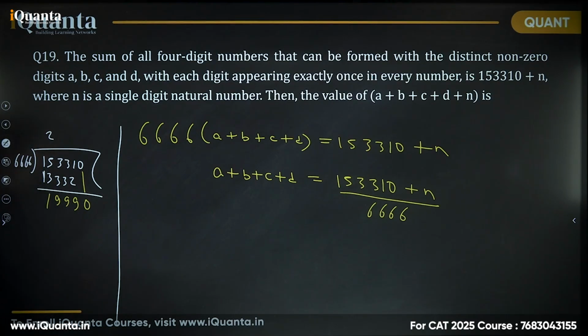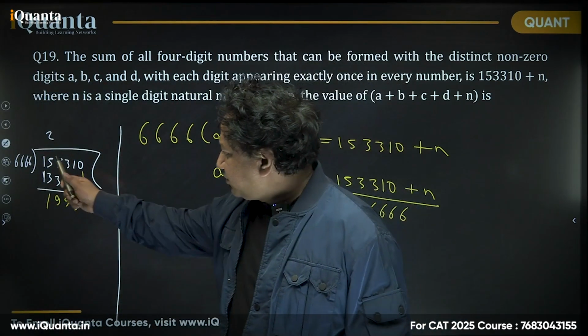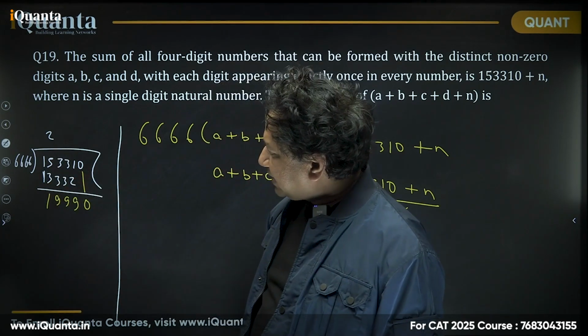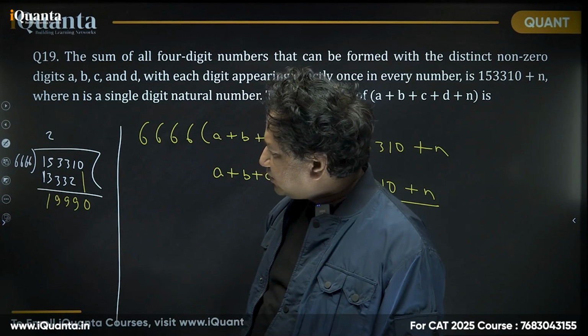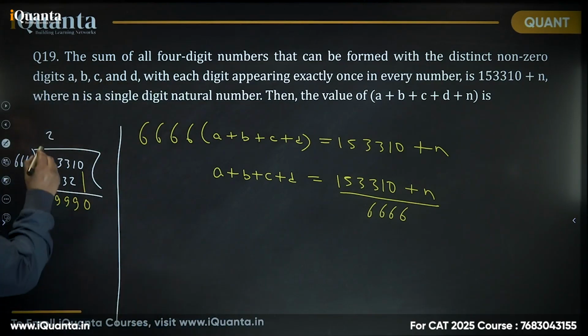Interesting, right? So this is 6666. With 19,990, 2 times is 13,332. Let me take 3 times. Would it cross this 19,990? Is that so? If I take it 3 times, let me check it out.